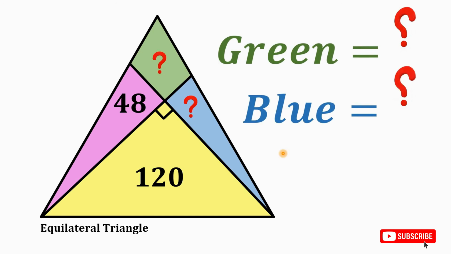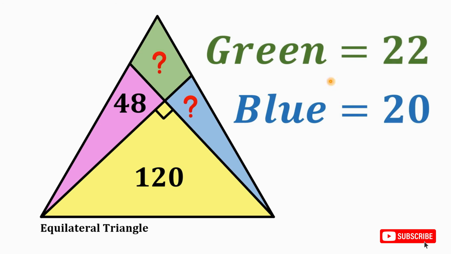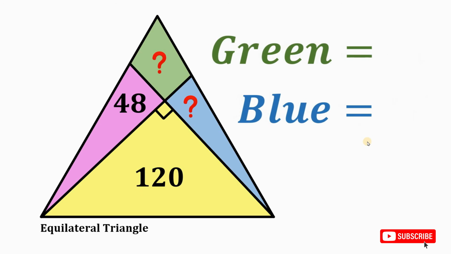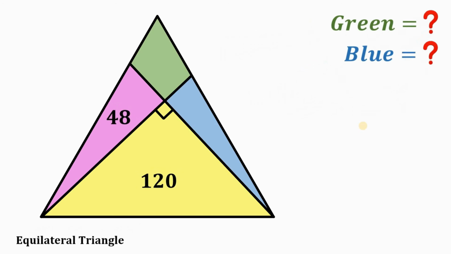Now pause this video right now and see if you can answer this question, because I will show you the answer and the solution in 3, 2, 1. Alright, the answer: the area of this green region is 22 square units, and the area of this blue region is 20 square units. Now the question is, how do we get those results? And this is our solution.